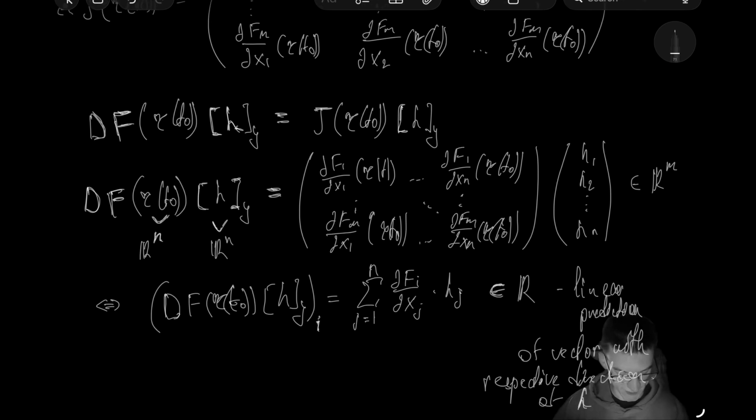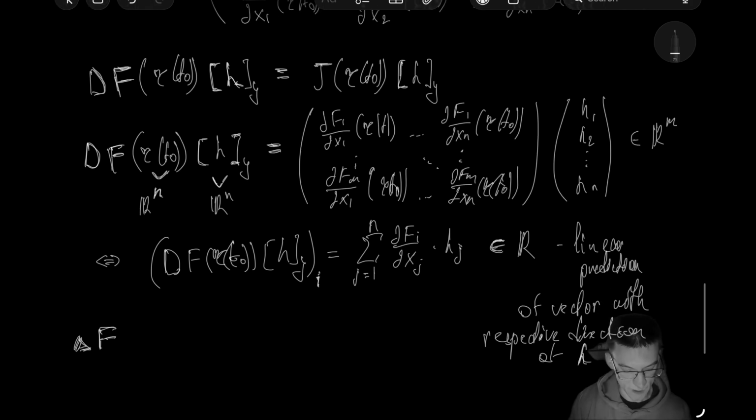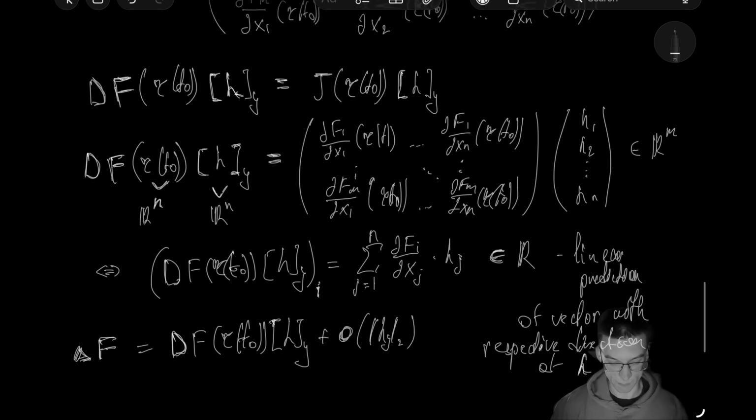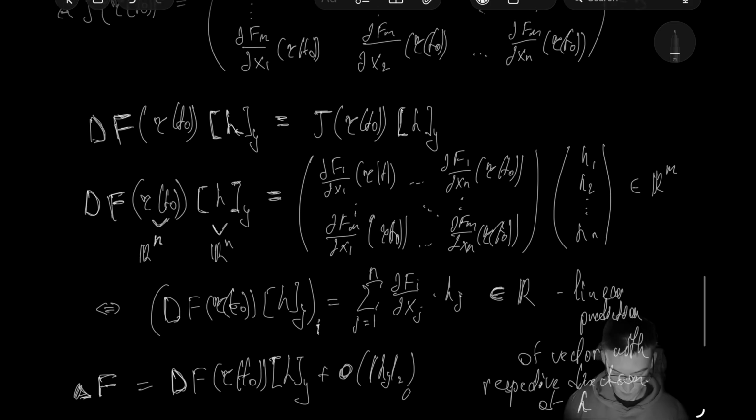So I guess that's pretty much it. We can also write here that the actual change of the vector, delta f, is approximately equal to the total differential operator of f at the gamma vector t0 with the displacement h with respect to y, and more rigorously that equals this plus small o notation of the second norm of the displacement vector h. So that's pretty much it.